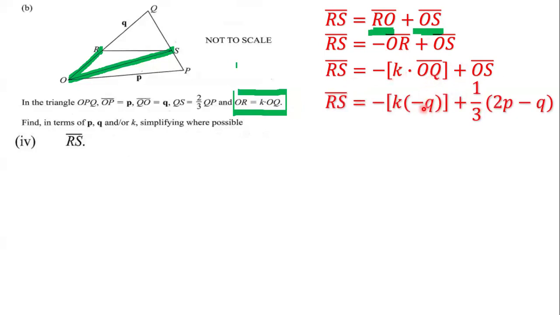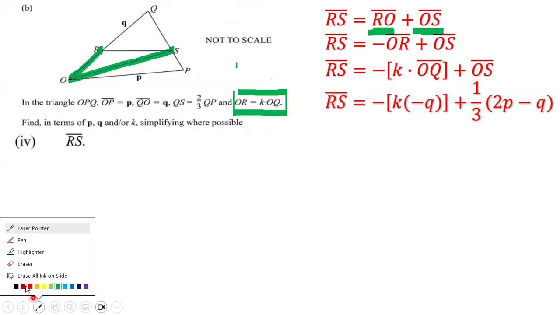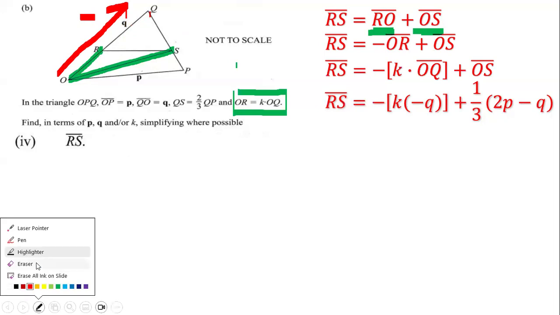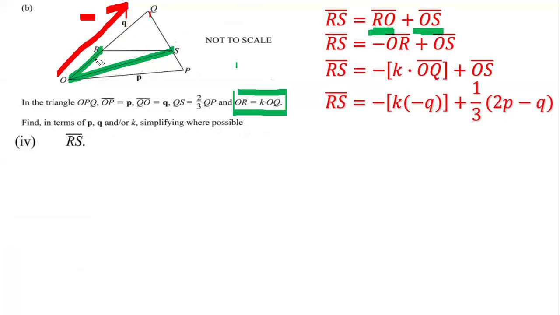OQ is equal to negative Q. That's what OQ is. And we know that because if we notice carefully, if we go from O to Q, that's in the opposite direction of this Q. So since it's in the opposite direction, you have to negate. You have to put a negative Q. Because for QO, let me erase this.